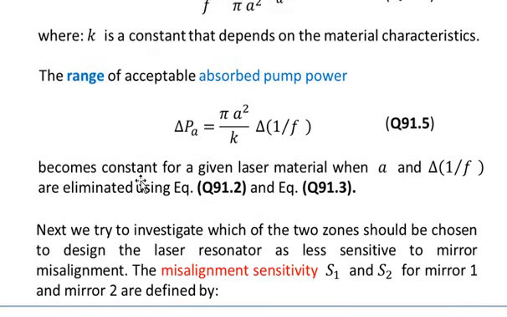So this becomes constant for a given laser material when A and delta of 1 over F are eliminated using equation number 2 and equation number 3. You see that using equation number 2, we can eliminate A. The parameter A can be eliminated using equation number 2, and the parameter delta of 1 over F can be eliminated using equation number 3. So then we can have this independent of A and delta of 1 over F.